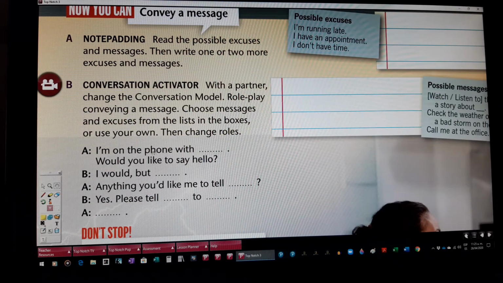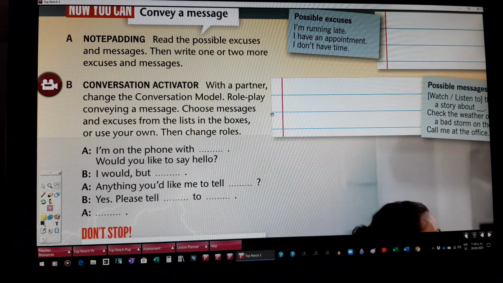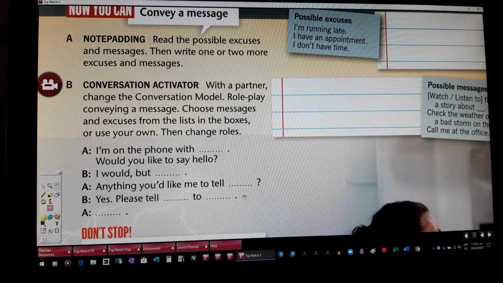For example, I'm on the phone with your sister. Would you like to say hello? I would, but I'm very late for work. Anything you'd like me to tell her? Yes. Please tell them to wash my suit very carefully because I need it for next Saturday. I will do it. O sea, por favor dile que lave mi traje porque lo necesito para el sábado.